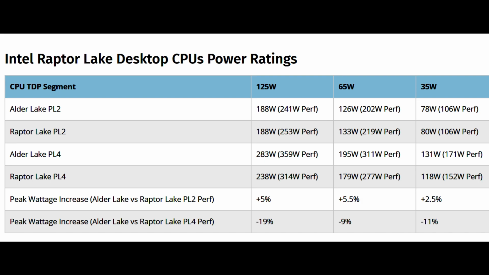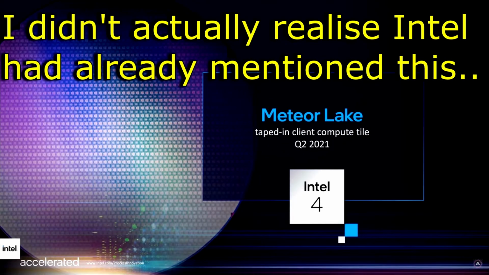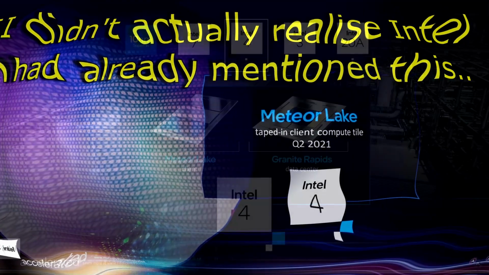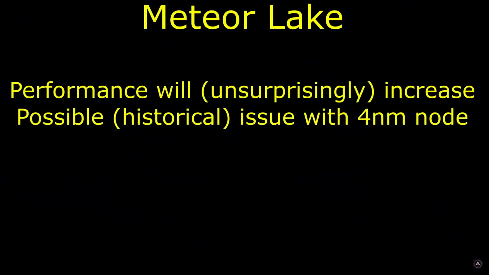The same is the case with the 65 watts Raptor Lake chips, which have a PL1 rating of 65 watts, 65 watts in perf mode, PL2 rating of 133 watts, 219 watts in perf mode, and a PL4 rating of 179 watts, 277 watts in perf mode. In the end, we have the Intel Raptor Lake S 35 watts variants which have a PL1 rating of 35 watts, 35 watts in perf mode, PL2 rating of 80 watts, 106 watts in perf mode, and a PL4 rating of 118 watts, 152 watts in perf mode.